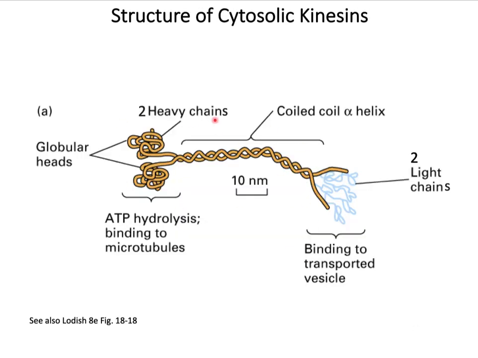So here is a general structure of a cytosolic kinesin, which looks very much like the actin-based motor myosin. It is made up of two heavy chains. They have globular heads, which are the site of the ATP hydrolysis and the site of interaction with the microtubules. You have this tail region where the tails of the two heavy chains interact in a coiled alpha helix manner. And then you have several light chains that are bound over here. Those light chains mediate the interaction between the motor protein and its cargo, such as a vesicle or an organelle or a membrane.